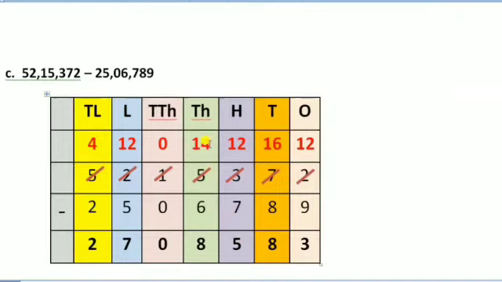Next we will be going to the 1000 column. 4 minus 6 is not possible, so again 4 will be going to the next column and asking to lend 1. So when this one number lends 1 to 4, 4 becomes 14, and then here nothing will be left, so we have to write 0.